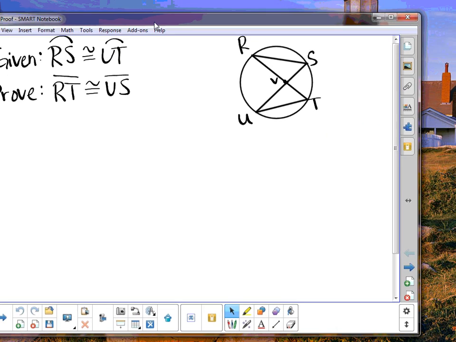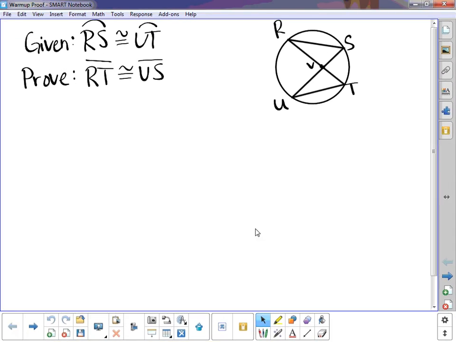So our warm-up that we did was this here. There are a couple of different ways you can go about this. I'll show you both ways. But raise your hand if you used congruent triangles to help you out. Wonderful. Alright. So let's go ahead and take a look at how we can go about this using congruent triangles.